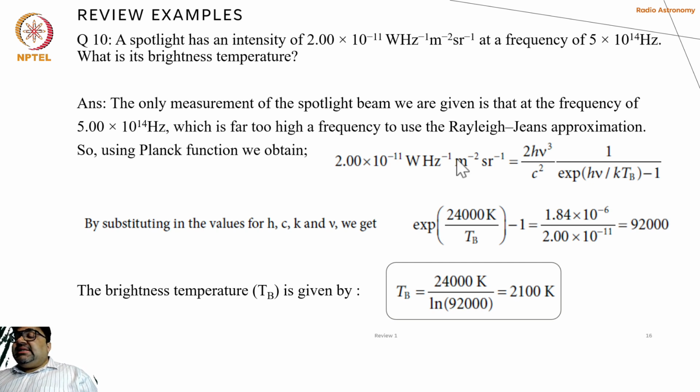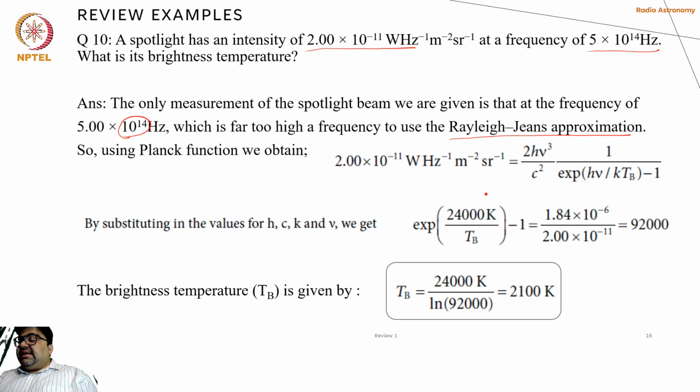A spotlight, the next question is, a spotlight has an intensity of 2 times 10 to the power 11 watts per hertz per meter square per steradian at a frequency of 5 times 10 to the power 14 hertz. What is the brightness temperature? This is a bit higher in frequency. 10 to the power 14 is a bit too high a frequency for the Rayleigh-Jeans approximation to hold. So you have to write everything in terms of Planck's law.